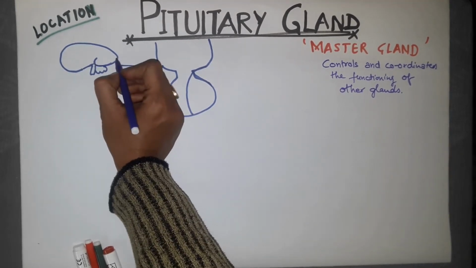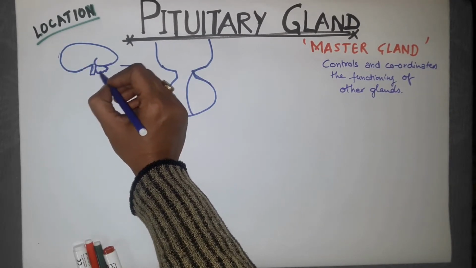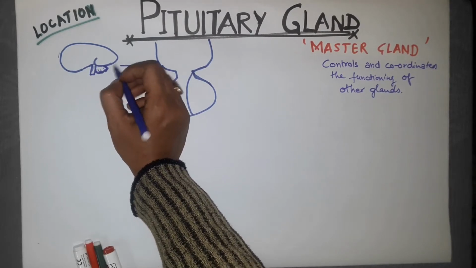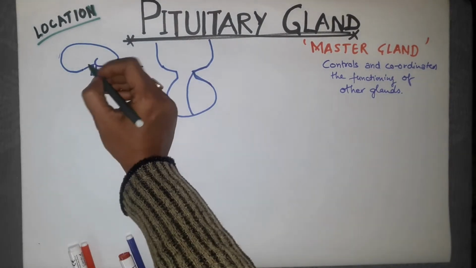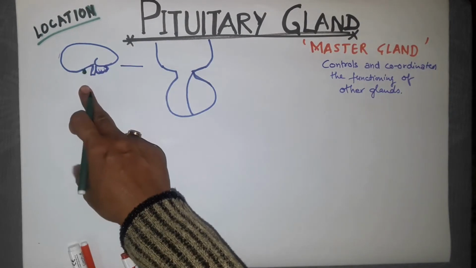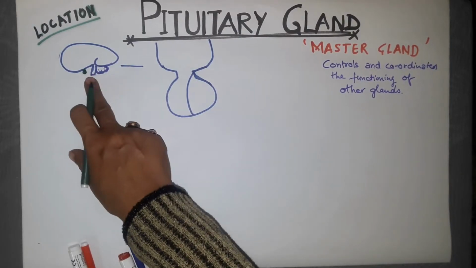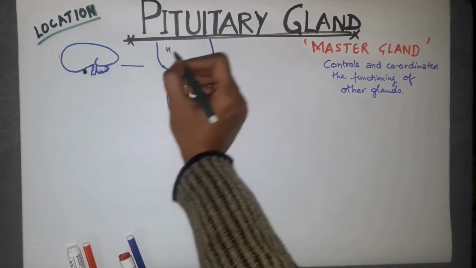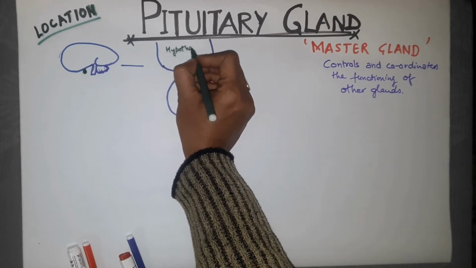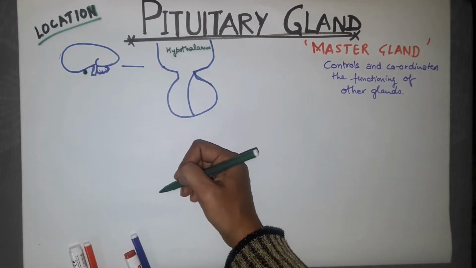This is your brain, the structure of the brain. This is the brain stem and this is the cerebellum. Now where it is present: at the base of the brain, this way. Now when we enlarge this portion, you can see that this pituitary gland is connected with the hypothalamus. So from there the lobe kind of structure comes out.